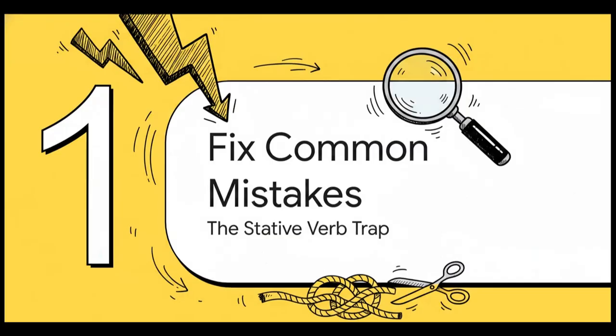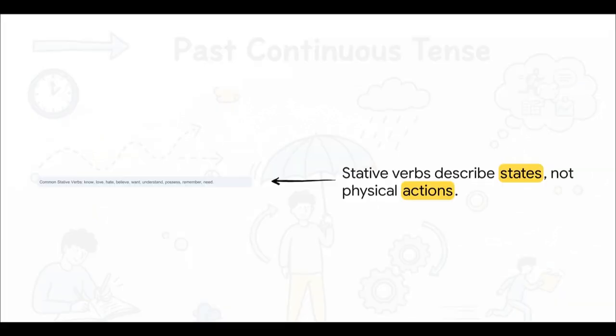Section 1. The stative verb trap. Fixing common mistakes. So verbs like know, love, hate, believe, want, and need, these are called stative verbs. They describe internal states, emotions, thoughts, or ownership. They do not describe physical actions.